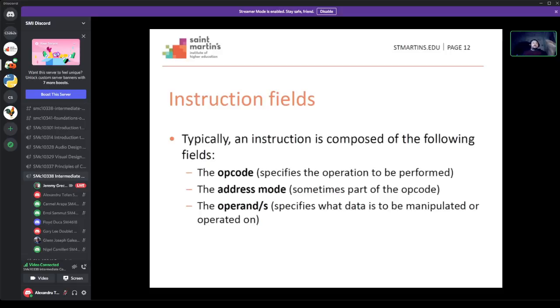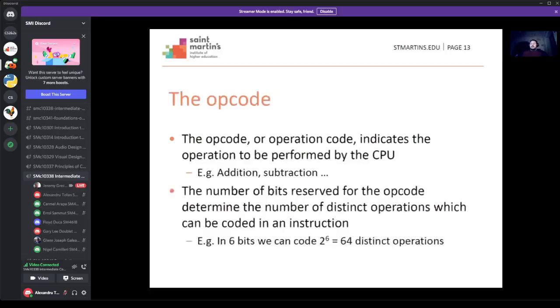All right, and then you have your operands. Your operands are essentially the values or the data that you're actually going to perform your calculations upon. All right. So these are the three different elements that make up any instruction. Okay. So let's start off by understanding what the opcode is.